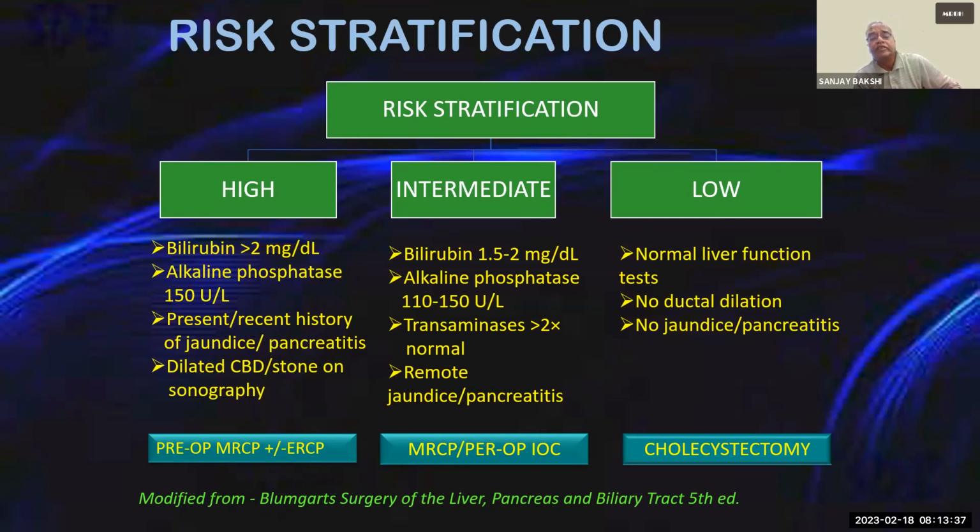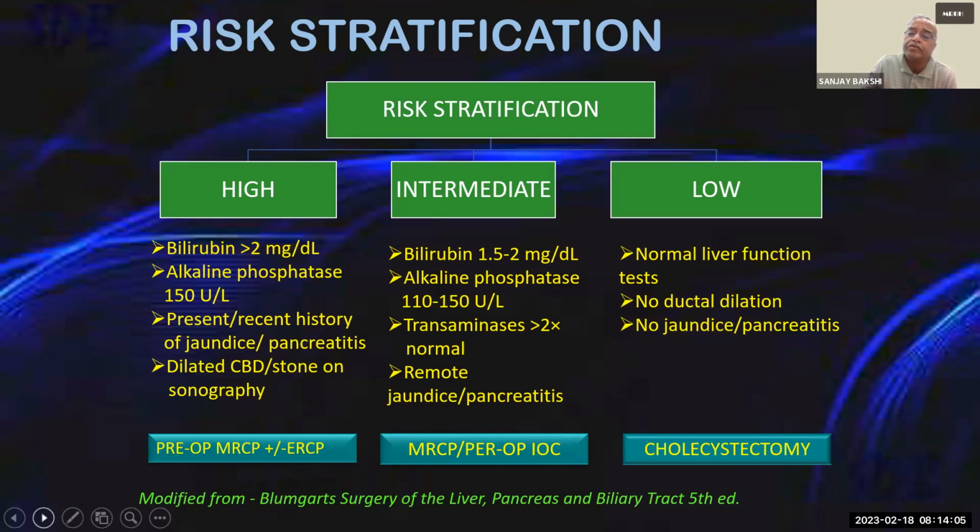Now, you have a situation in risk stratification where it's low, where you can have a normal liver function test, no ductal dilatation, no jaundice or pancreatitis. In that situation, you go for a cholecystectomy. In the intermediate variant, personally, a lot of practicing surgeons would opt for an MRCP if you have all these factors, or else at least a per-operative intraoperative cholangiogram.